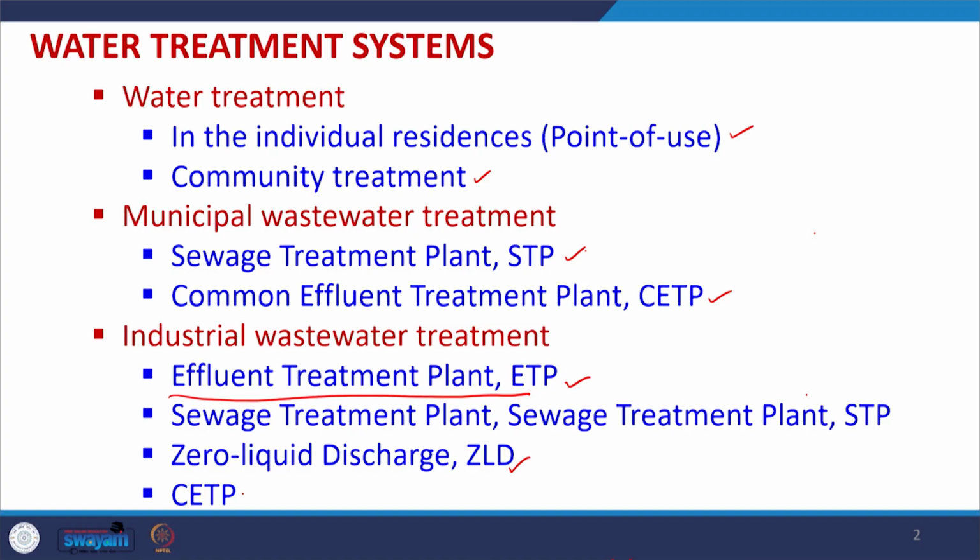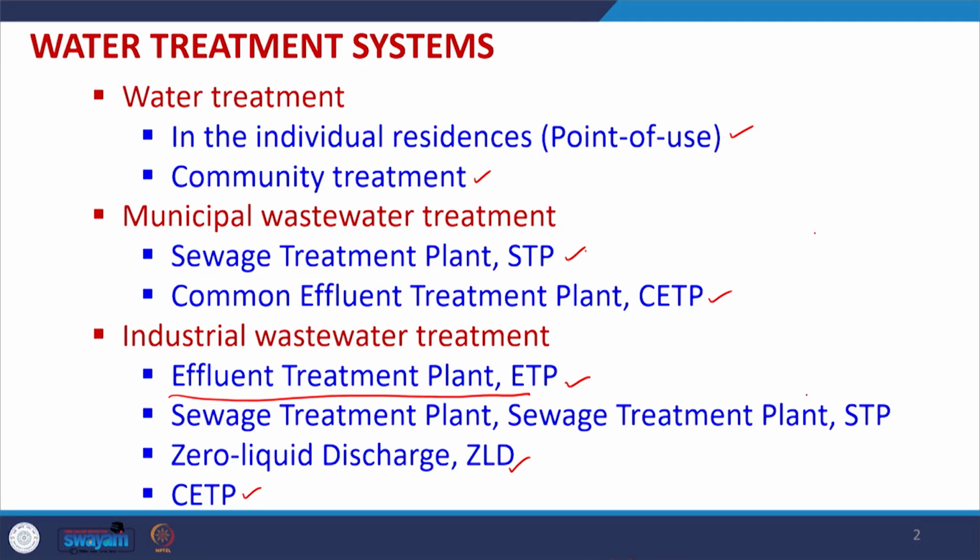So, that is called ZLD, and also if there are some special economic zones and there are many industries, it is possible that all industries may not have individual treatment. So, under that condition all the industries give the water to a common effluent treatment plant where the treatment of all such effluent generated in various industries is done, and this is called common effluent treatment plant for industry. So, these are the various types of water treatment systems that we can observe in our society.